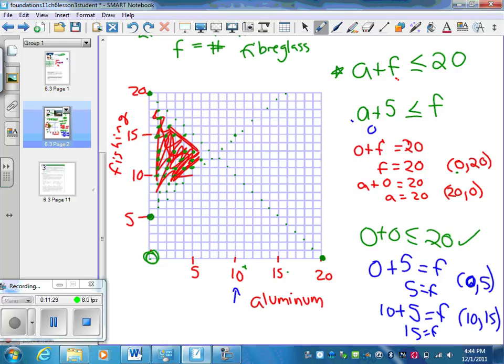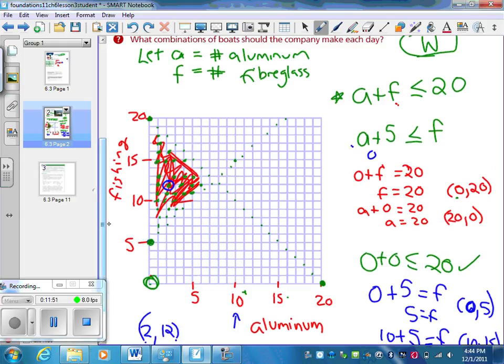So I'm going to pick a dot. I'm going to pick a dot right here. That point is the point 2 and 12. And I'm saying that if I sold 2 aluminum bolts and 12 fiberglass, I would be within my parameters, be in what I wanted. Oops. And let's double check that here.